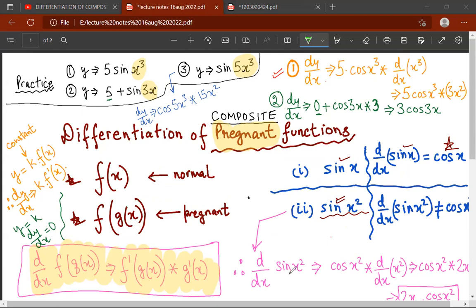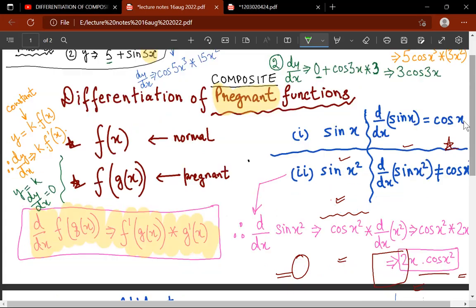mama function first. The differential of sin x square would be cos x square. And then I will take the differential of the baby function, d by dx of x square, which is equal to 2x. So this would be cos x square into 2x. The answer would be 2x cos x square. Avantika, are we clear, or is there a doubt still?